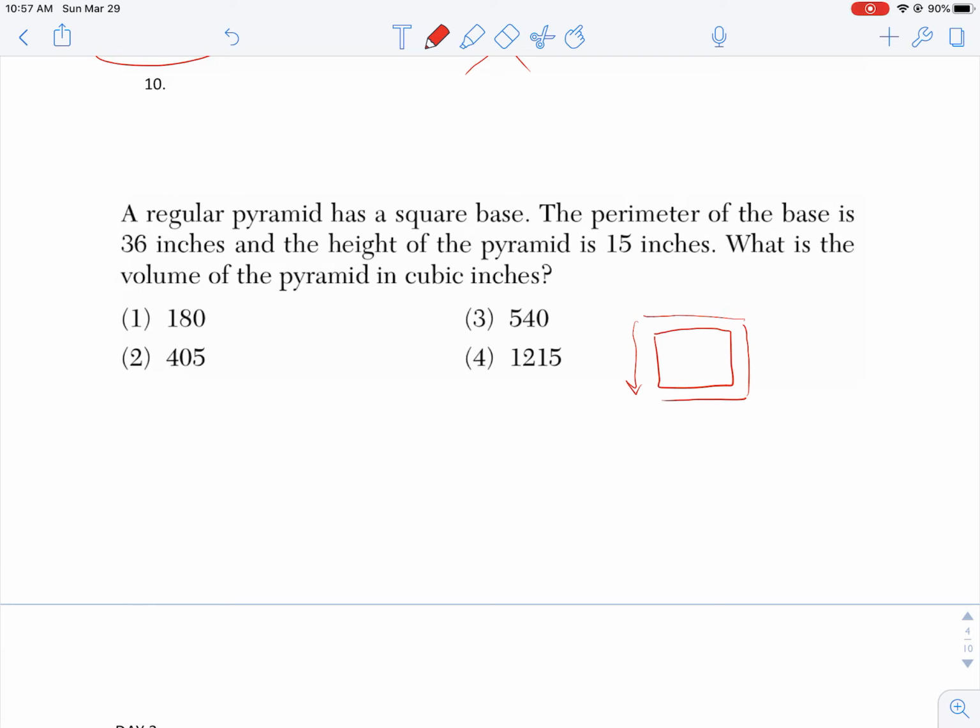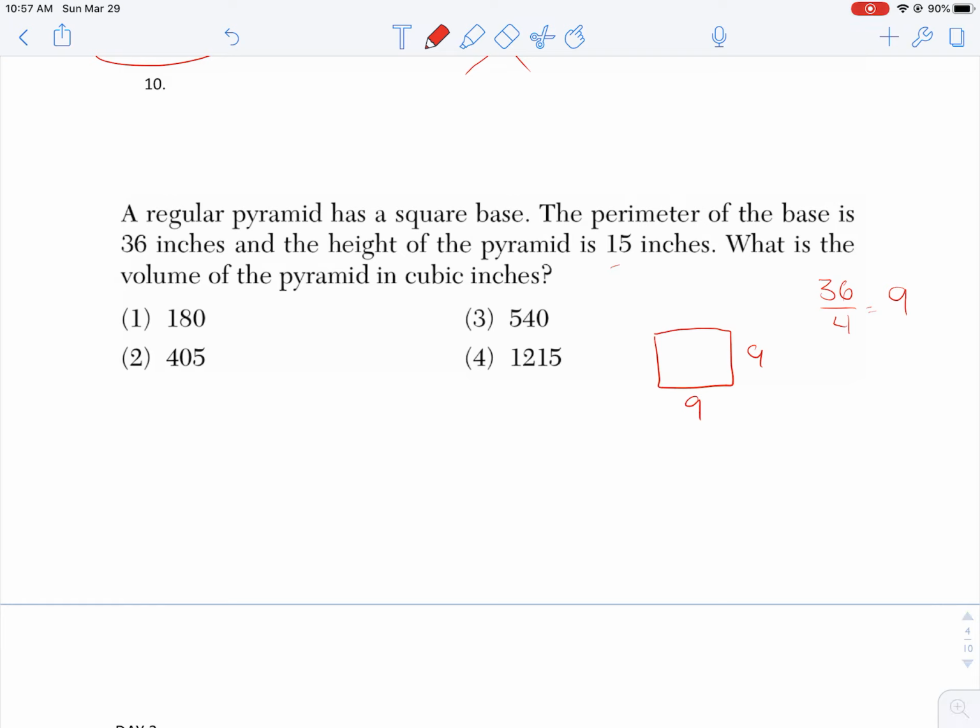Now remember, the perimeter is the length of all these sides added up. So if our perimeter is 36, and this is a square base, all the sides are equal. So you just go 36 divided by 4, and you get 9. So the sides of our regular pyramid's base are 9. If you add them all up, 9 plus 9 plus 9 plus 9, we get a perimeter of 36. So that's how I came up with that number.